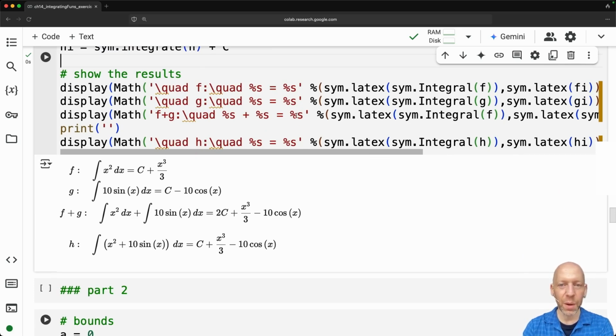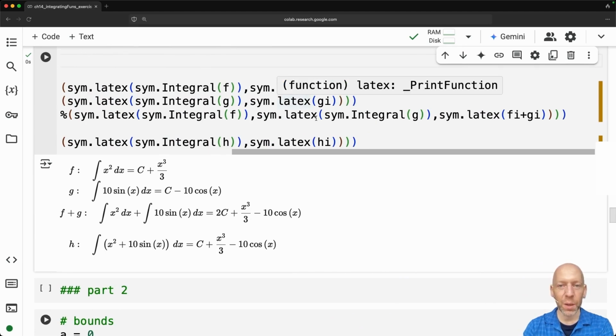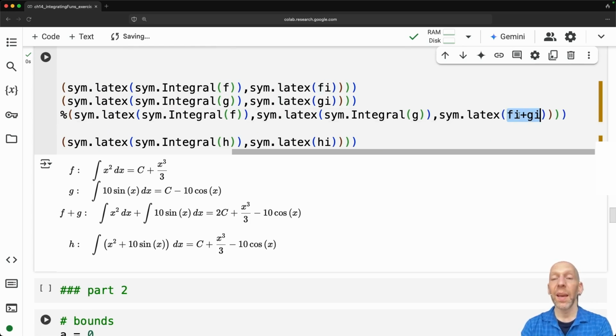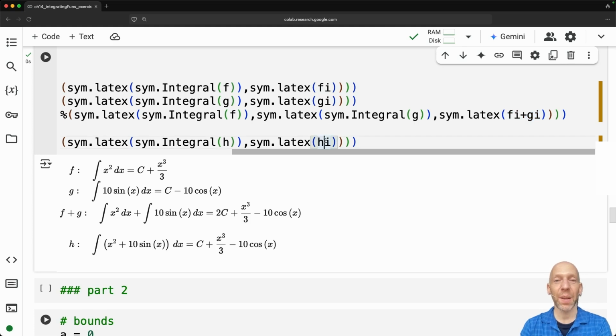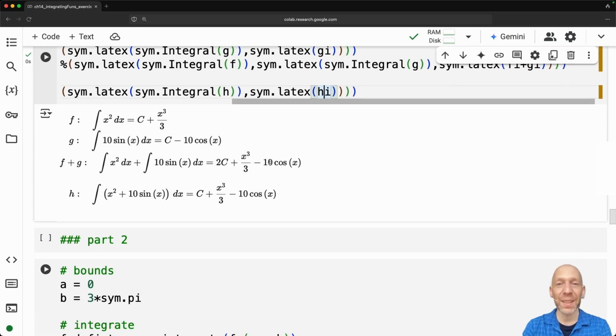Okay, and then we print these out, and I just want to highlight the code for this. So here what I'm doing is writing out the code separately for fi plus gi. So this is the indefinite integral of f plus the indefinite integral of g. And here I'm printing out the indefinite integral of h. And you can see that those results are exactly the same. Again, as you know, you can ignore the constant of integration c.